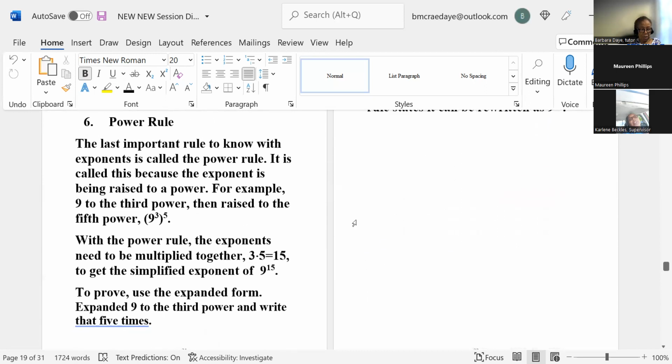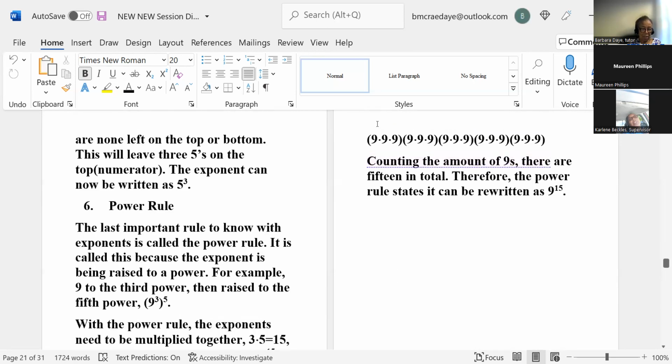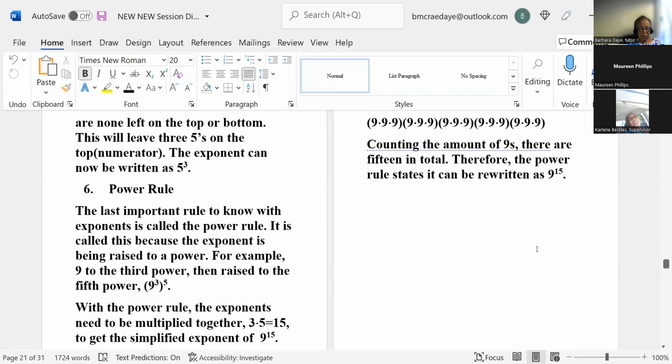Now the power rule, like I said, you have a power raised to a power, and that's a multiplication. So 9 to the third raised to the 5th power is 5 times 3, or 9 to the 15th. And if you expand this, you take 9 times 9 times 9, and then multiply that by 9 times itself 5 times, and you'll get 3, 6, 9, 12, 15 nines. Okay, 9 to the 15th.